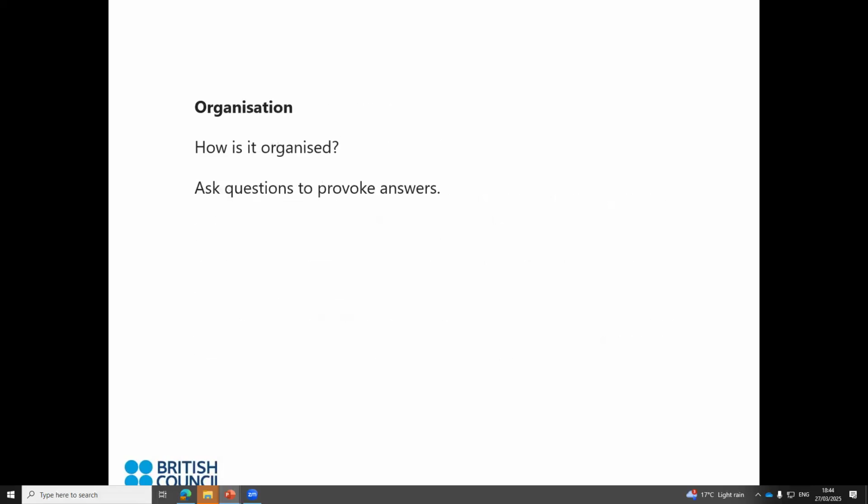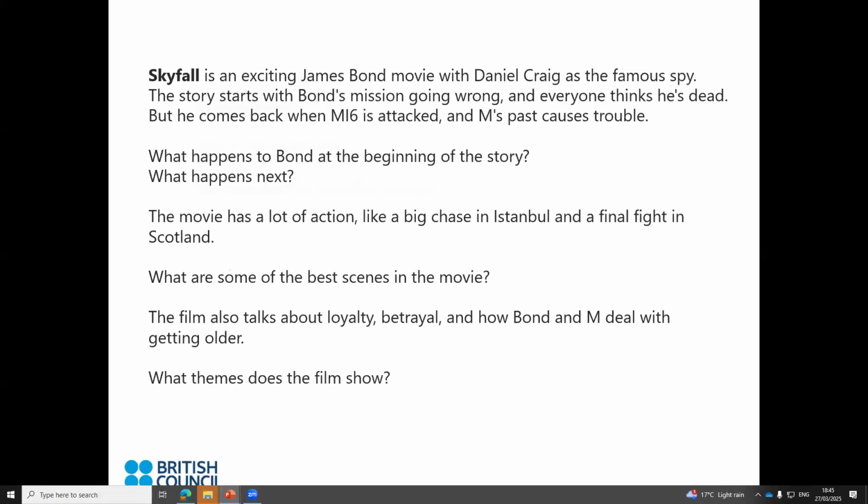Now, my third criteria, or should I say the third criteria of Cambridge, is organization. And what I'm going to do here is to show you a technique which you can use in your classroom. It's quite simply questions and answers. So what I've done is I've taken each part of my review and changed it into questions.